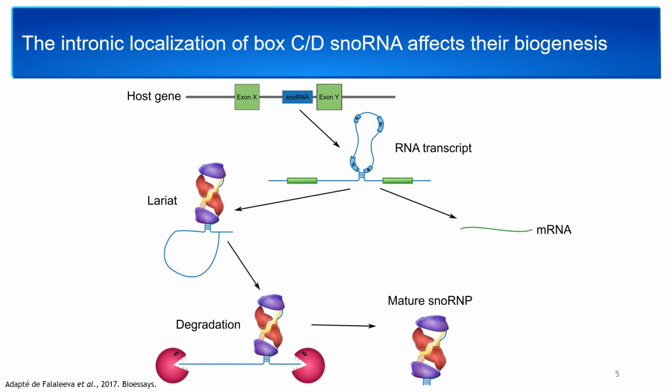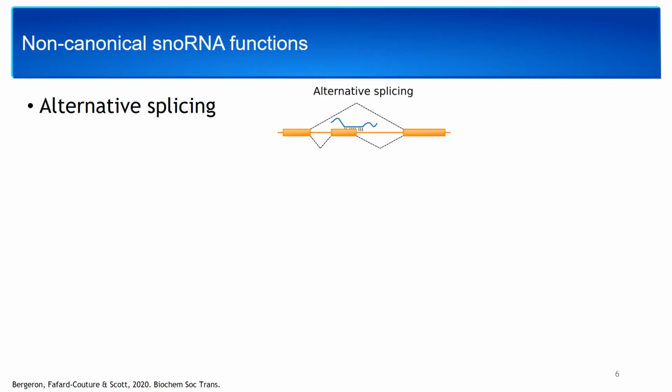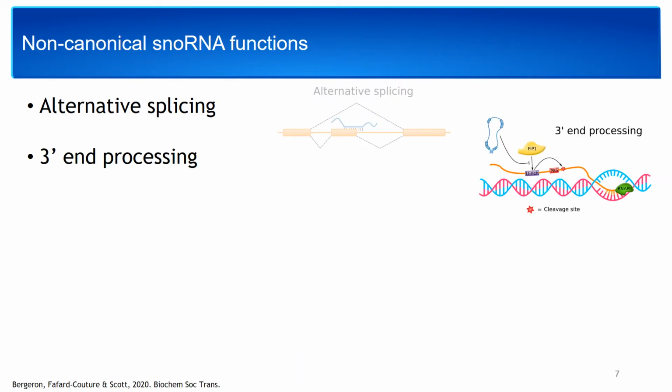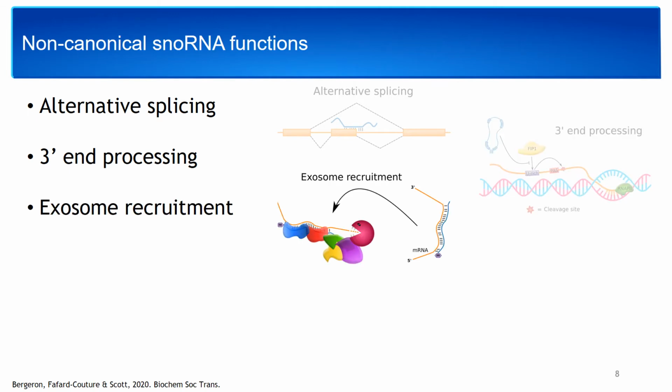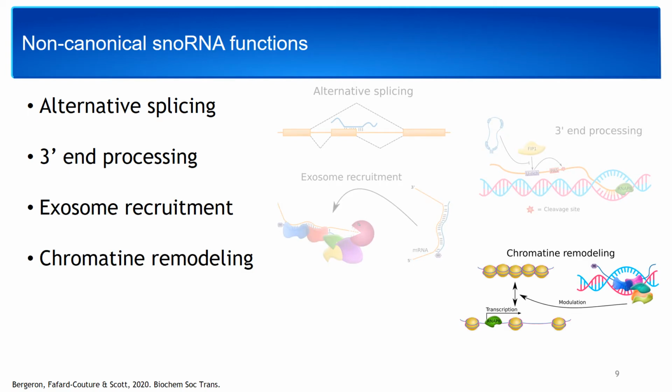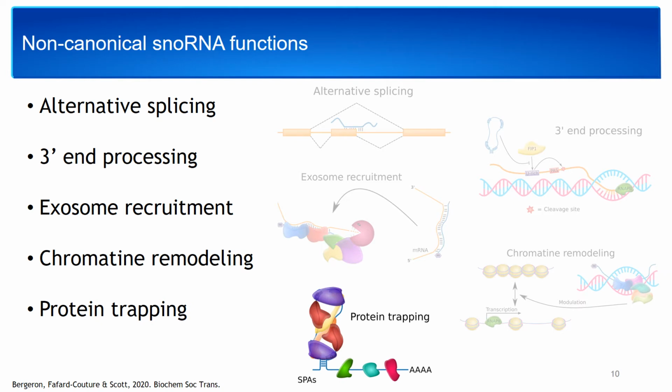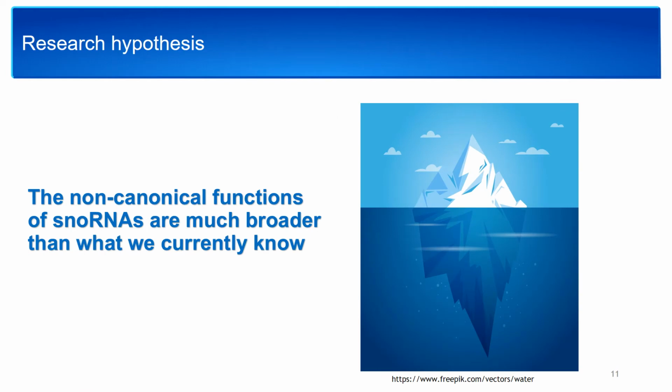In the last 2 decades, many other non-canonical functions have been attributed to snoRNA, such as alternative splicing, 3' end processing, exosome recruitment, chromatin remodeling, and protein trapping. And even though snoRNAs have been shown to be involved in a lot of cellular processes, only a handful of snoRNAs have been shown to have non-canonical functions. Our research hypothesis is that the non-canonical functions of snoRNAs are much broader than what we currently know.